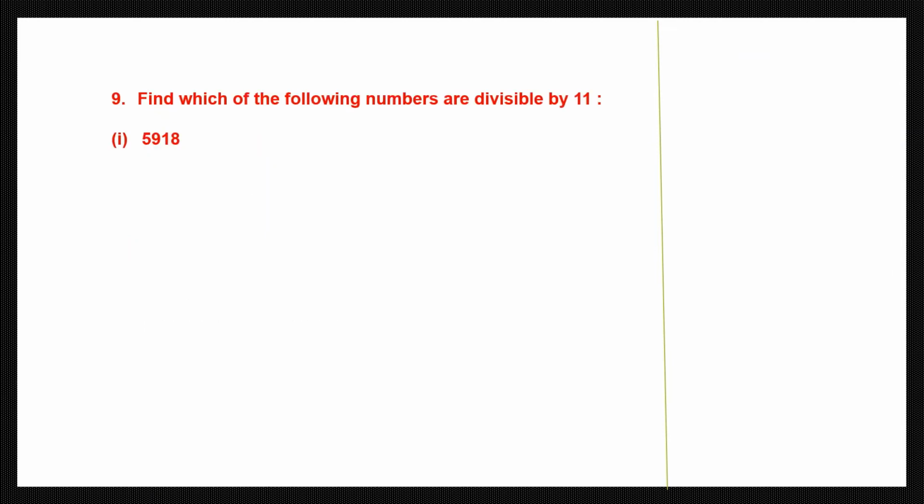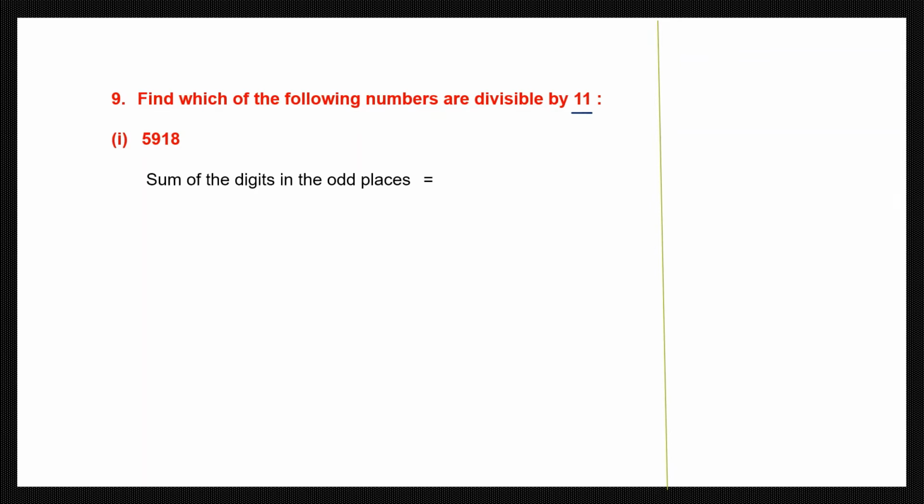Now we go on to 11, the test for 11. Now here we need to be a little careful. The test is a little different. So the number given to us is 5918. Now we have to find the sum of the digits in the odd places. Odd means 1, 3, 5, 7. These are the odd numbers. So whichever number is there in the odd places, we should take those digits and find the sum.